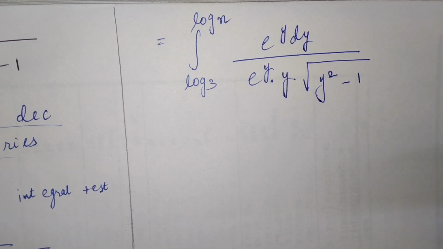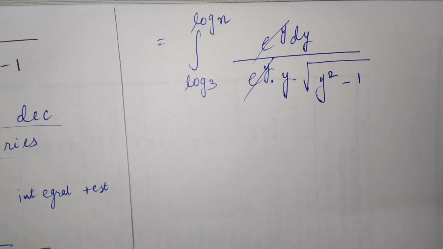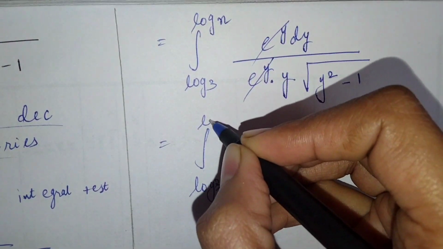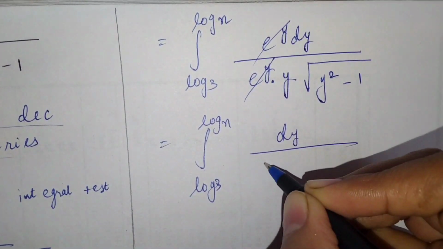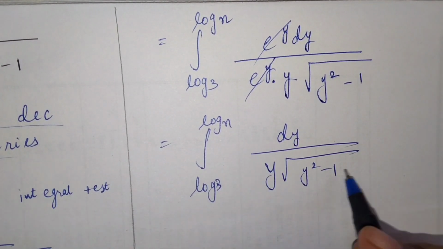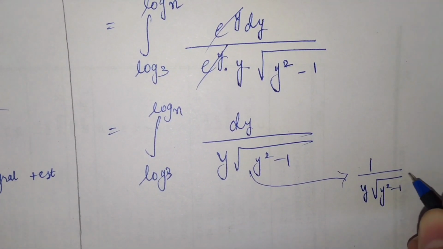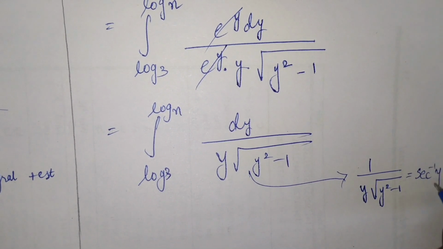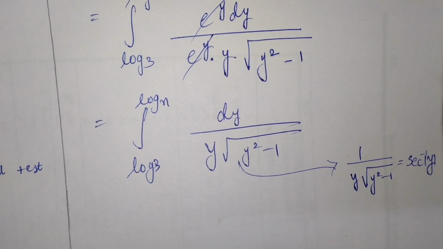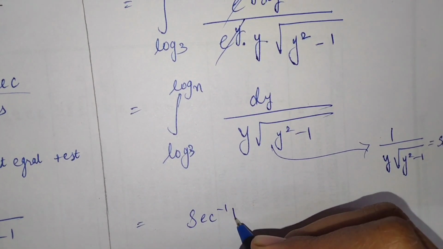Now this e raised to y and this e raised to y will get cancelled. So we will get log 3 to log n, dy by y root of y square minus 1. But you all know that 1 by y into root of y square minus 1 is the formula of sec inverse y. Okay, mod y. So in place of this term we have to write sec inverse mod y.